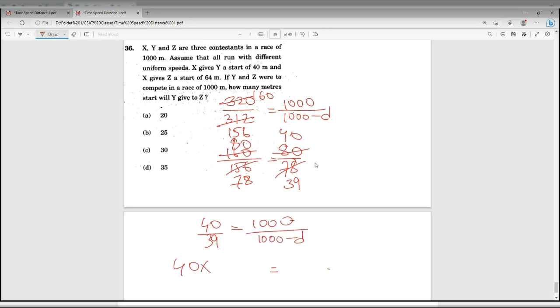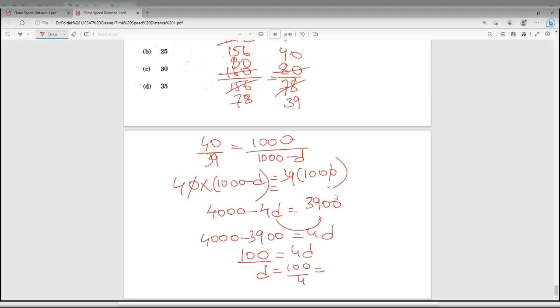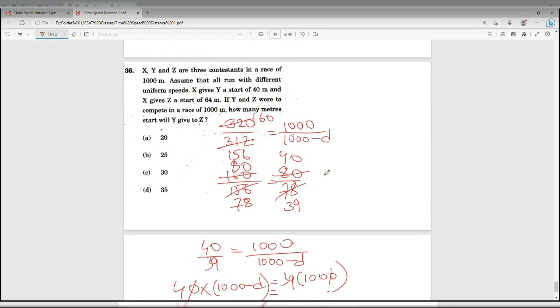We have 40 into 1000 minus d is equal to 39 into 1000. Cancel it here. This is 4000 minus 4d, and this is 39000 cancelled to 3900. And if you move it here, this is 4000 minus 3900 is equal to 4d, and this is 100. 4d, d is equal to 100 by 4, which is 25. The answer is B.